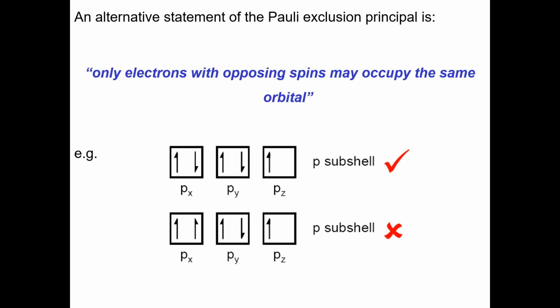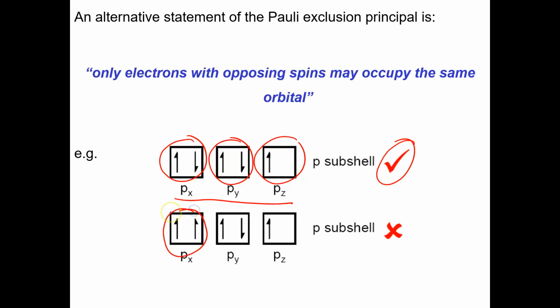orbital. So, here we have a p subshell, which is comprised of 3 orbitals, and you can see here in each orbital we have opposed spins. So this is a valid arrangement of electrons. In the lower case, we can see that we have one of our orbitals with 2 electrons with the same spin. Those 2 electrons would have all 4 quantum numbers the same. So this is an invalid arrangement of electrons. So that's it. If 2 electrons are in the same orbital, they have opposite spins.